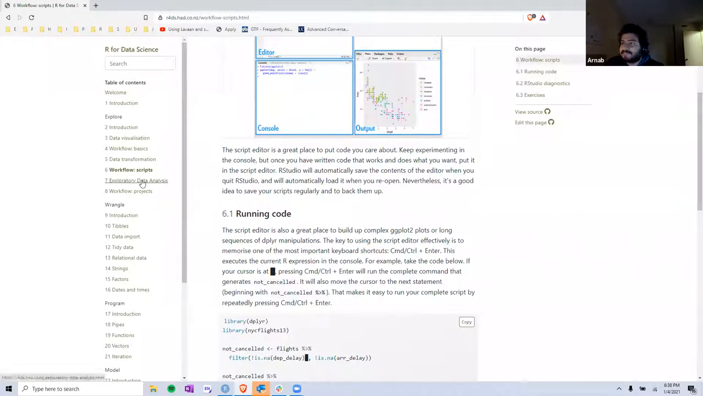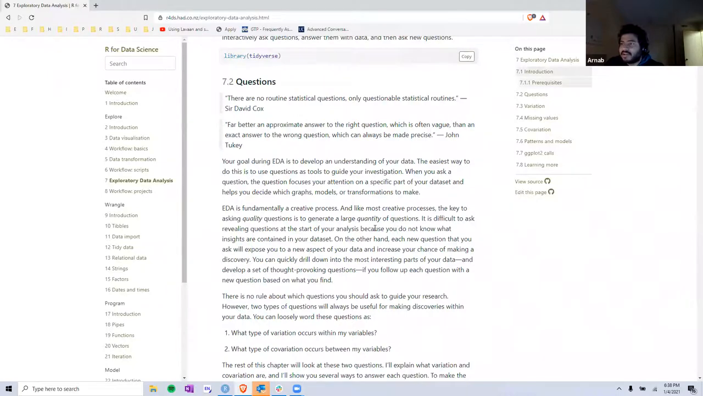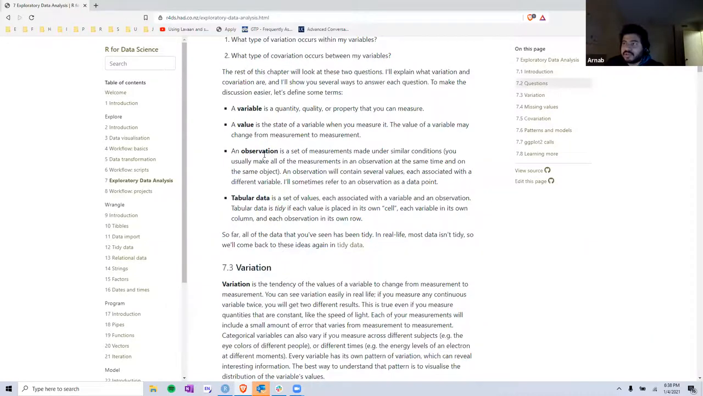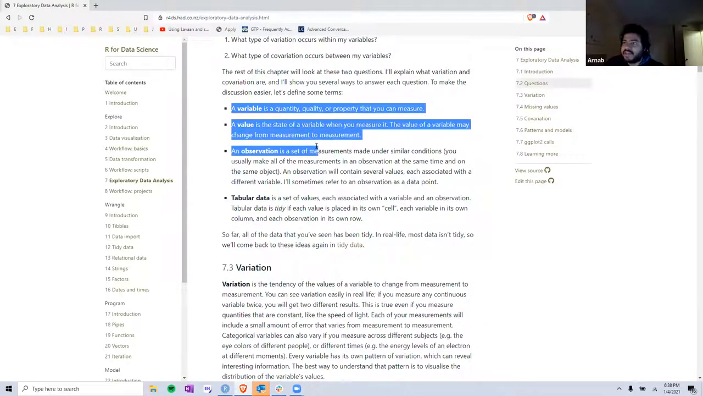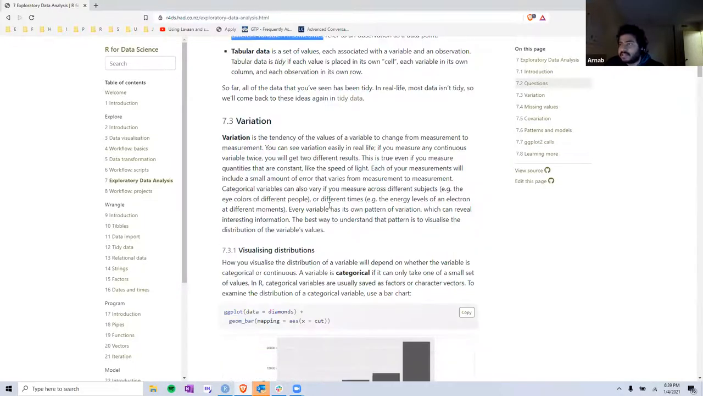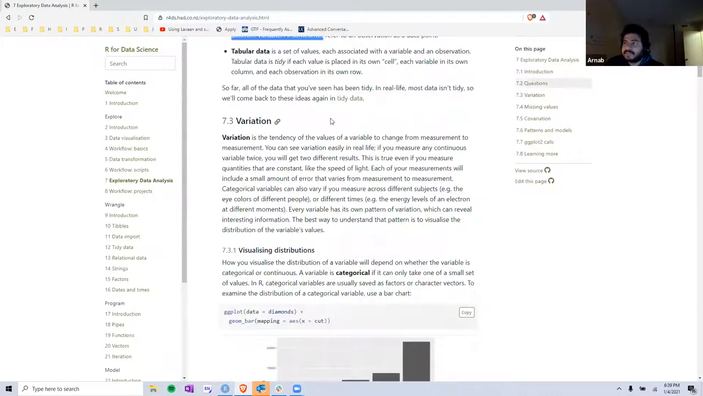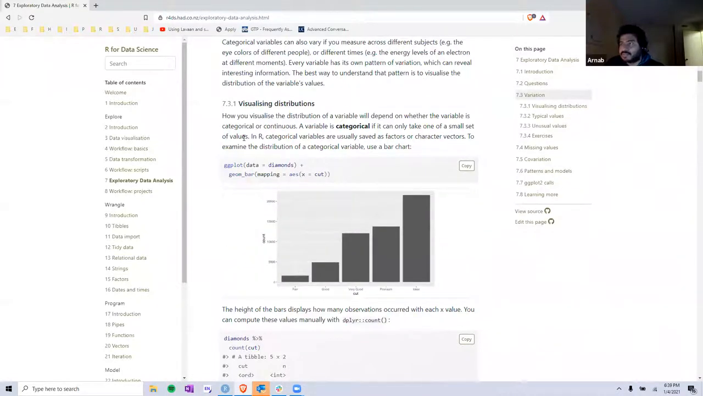All right. So moving on, the next chapter is the exploratory data analysis section, where the chapter talks about what is a variable, what are values, what is an observation, what is tabular data, and what's tidy data. So that's pretty basic. The first suggestion that the authors have is to visualize distribution while doing exploratory data analysis.